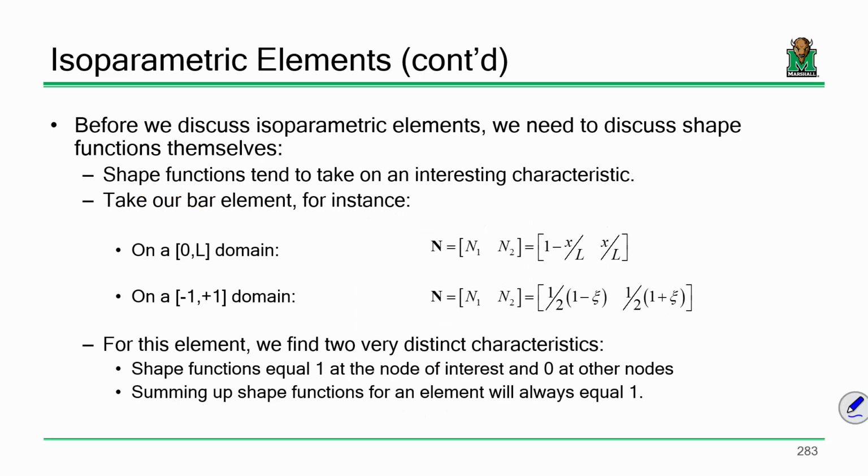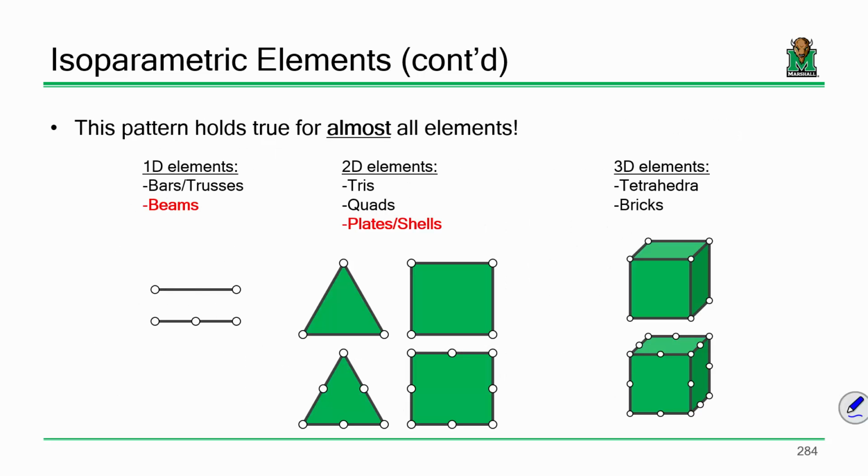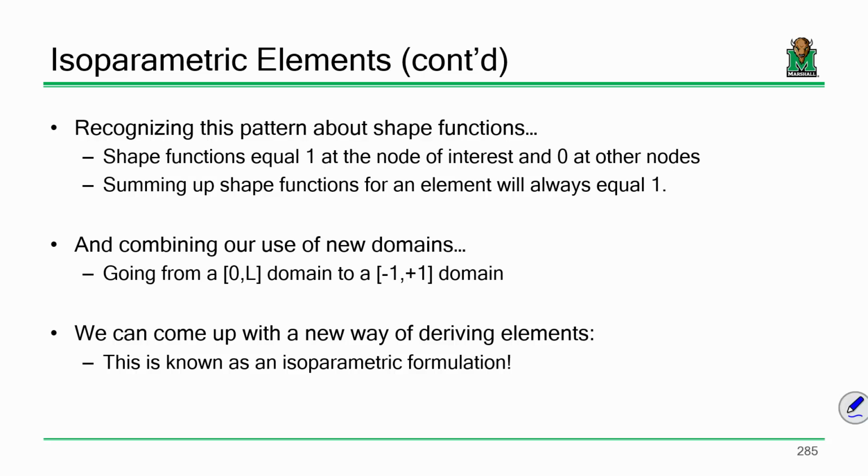Now, we also recognize this pattern with shape functions that they sum up to equal 1. They're 1 at the node of interest, 0 everywhere else. That holds true for everything except for beams and plates and shells. In other words, it holds true for everything except elements that are intended to be bent. If it's just axial deformation or planar deformation, you don't have to worry about that.